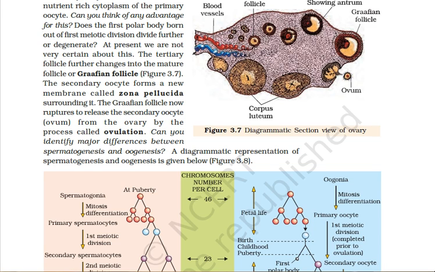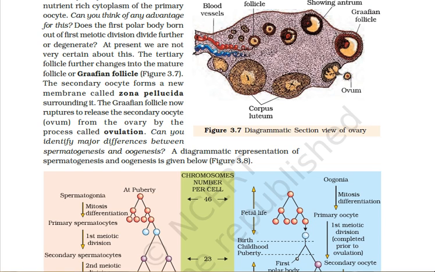A large number of these follicles degenerate during the phase from birth to puberty. Therefore, at puberty, only about 60,000 to 80,000 primary follicles are left in each ovary. I repeat, a large number of these follicles degenerate during the phase from birth till puberty, so at puberty only about 60,000 to 80,000 primary follicles are left in each ovary.